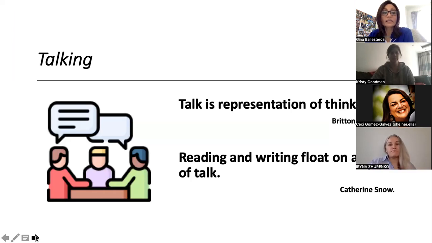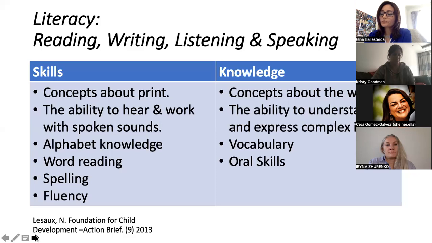Now I'm going to define talking. Talk is the representation of our thinking. Reading and writing float on a sea of talk. According to Catherine Snow, who is a researcher at Harvard Graduate School of Education, she reminds us that we do not need to wait until they learn to talk to engage them in conversations.